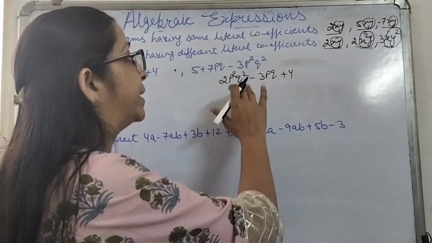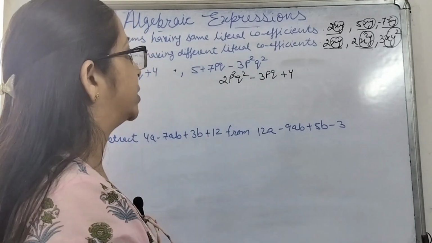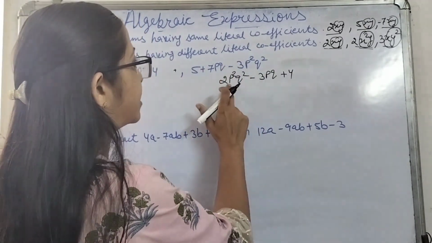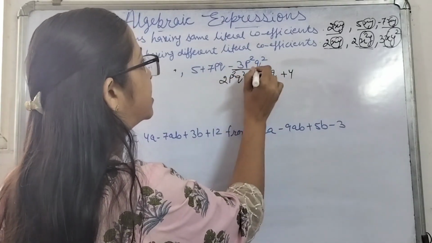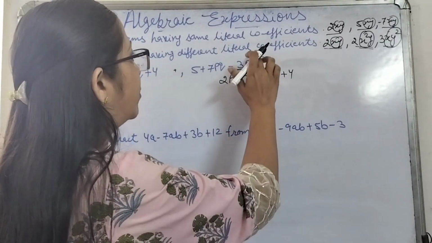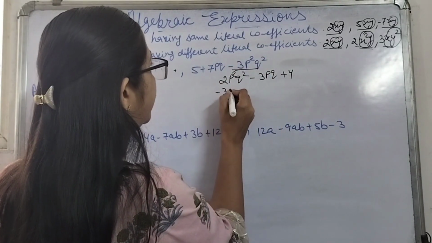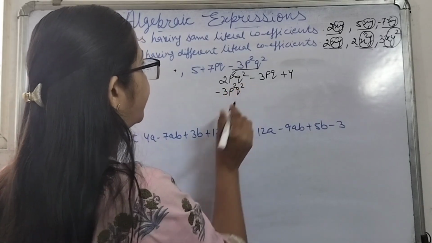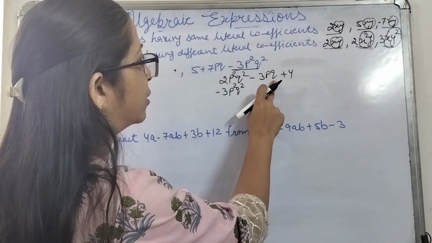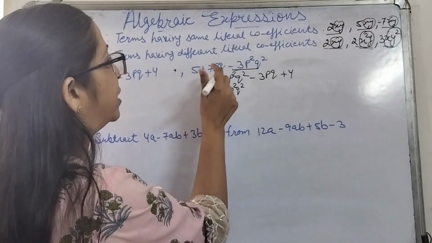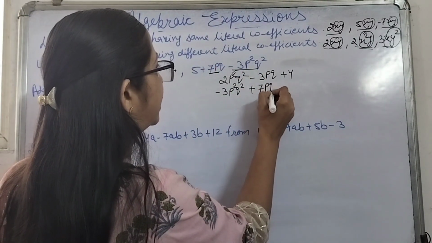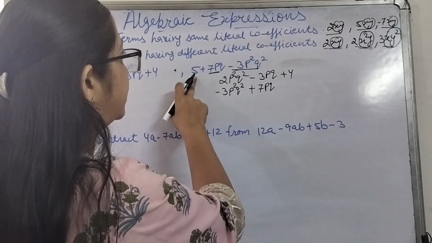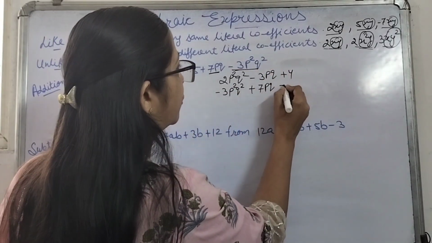Whatsoever like terms are there, we will be keeping one over the other. Now p square q square is the literal coefficient for this term, and in this algebraic expression, this term has the same literal coefficient. So we will be keeping it over here, minus 3p square q square. Then the literal coefficient here is pq, and here the literal coefficient is also pq. So this plus 7pq, we will keep it over here, one beneath the other. And this is the constant term, plus 5, we will keep it over here.